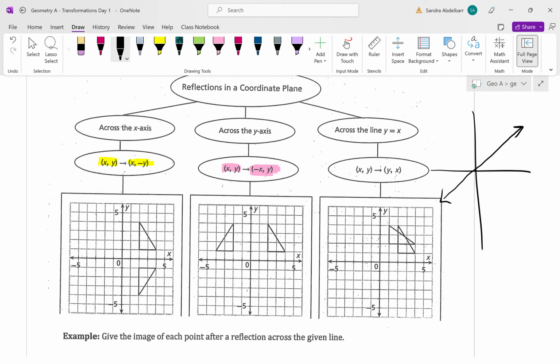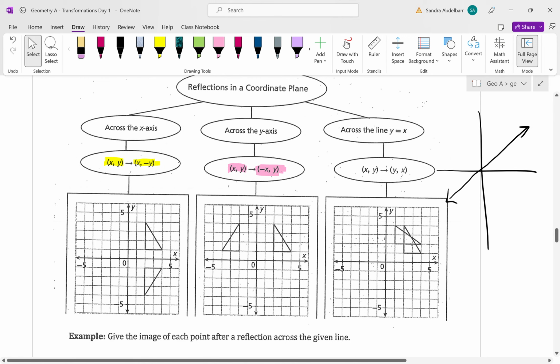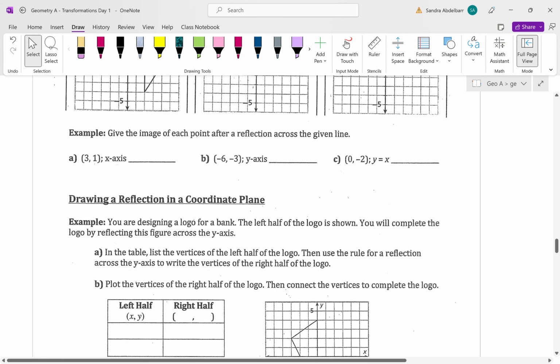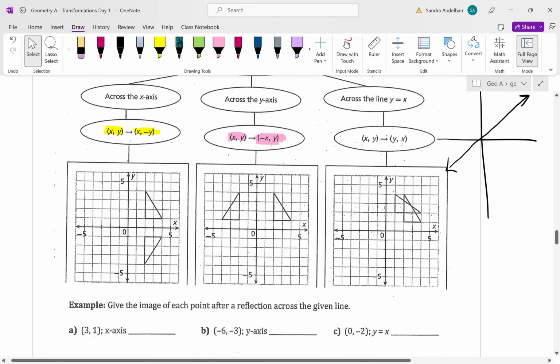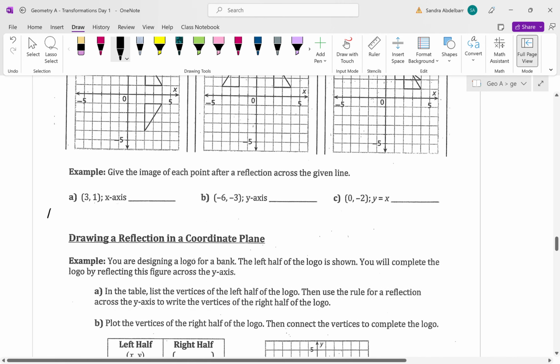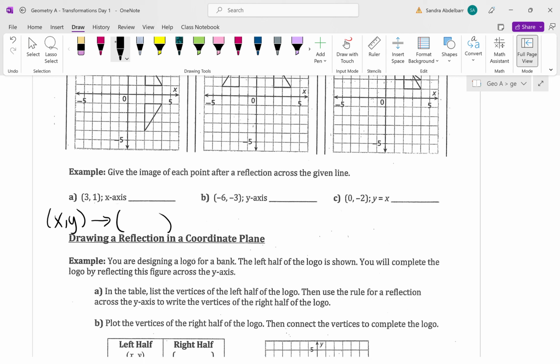Are we ready to try some problems? All right. So now I'm giving you the pre-image, and I want to know what's the new coordinate after a reflection over the given axis, or the given line. So I want to reflect this over the x-axis. So go back up. What does the rule tell us? Reflection over the x-axis. The rule tells us (x, y) yields (x, -y). So we're going to have the point (3, -1).